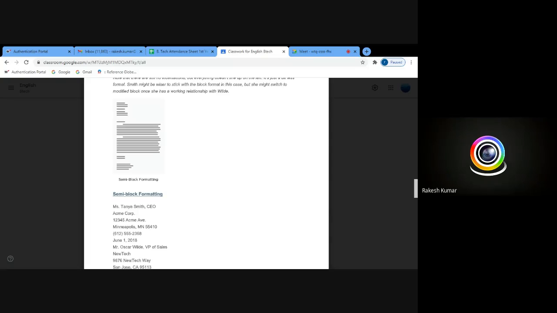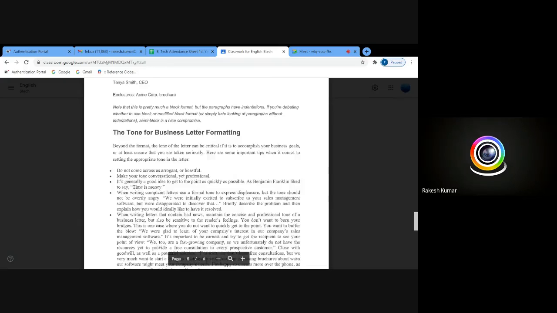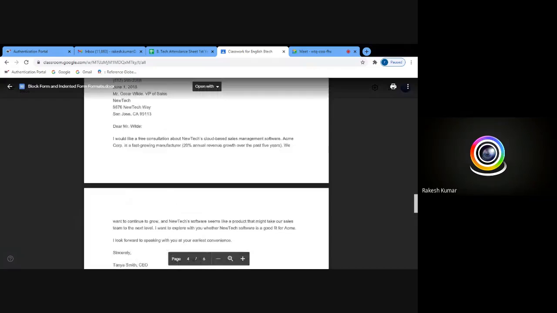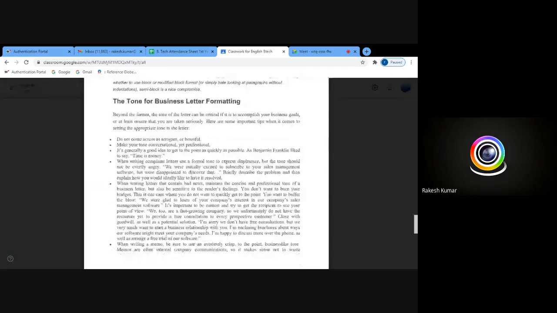So basically, these are the three main formats I would say: block format, modified block, and semi block format. And I told you that people in the formal world use most of the time what we call the block format. These are some of the suggestions they have made that we should use it.